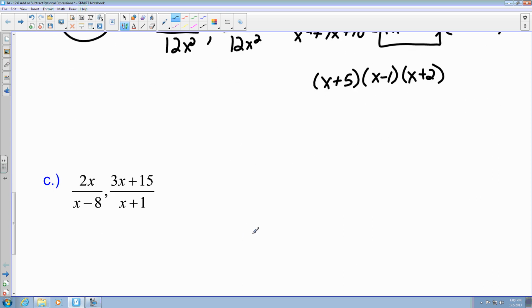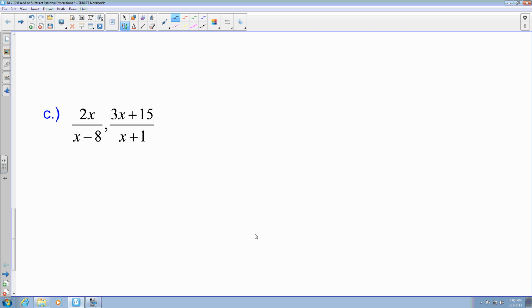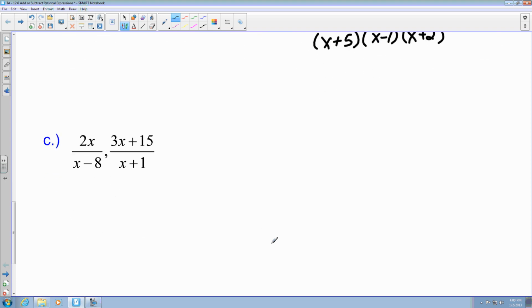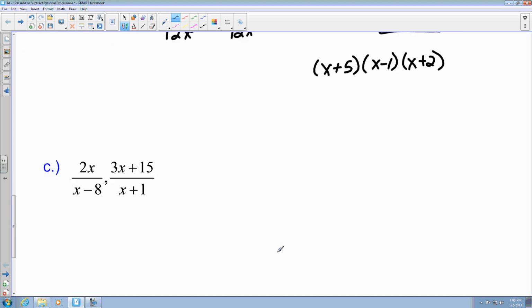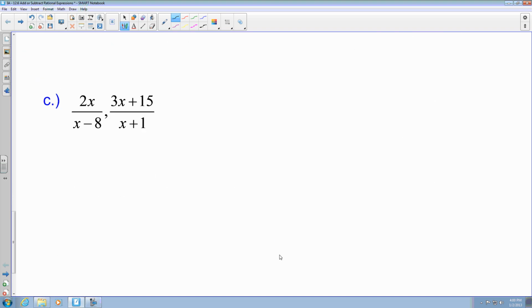And looking at C, I got x minus 8 and then x plus 1 as my denominators. And since I really can't factor, do any type of cancellations, I'm just going to multiply those two together. So it's just going to be x minus 8 times quantity x plus 1. So that would be the common factor for example C.